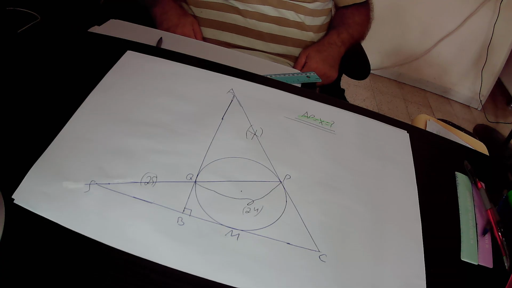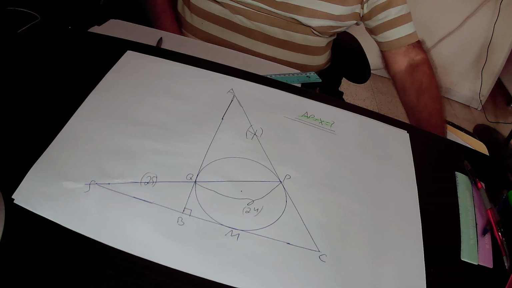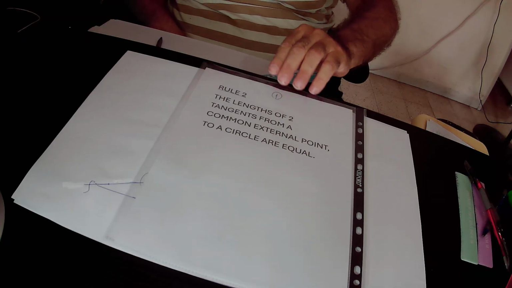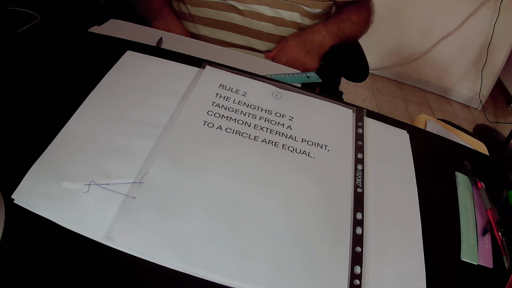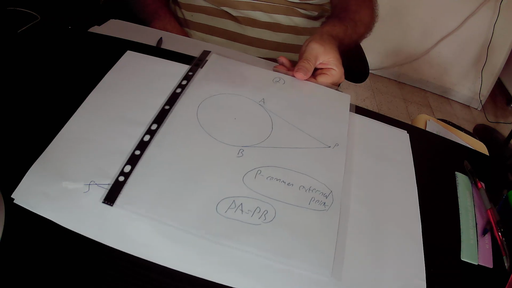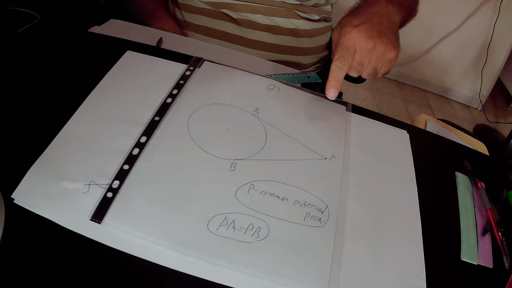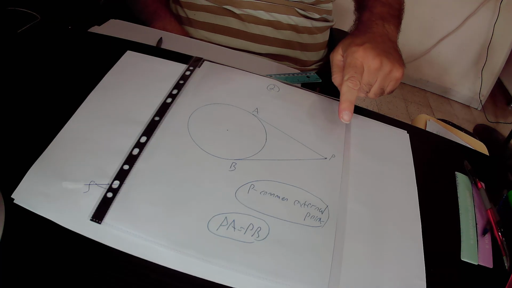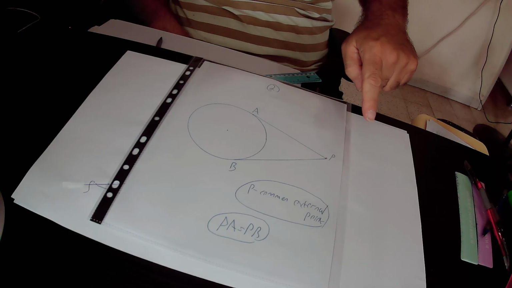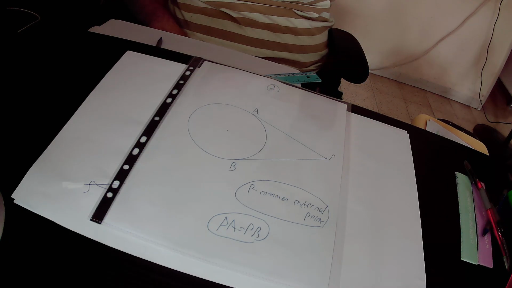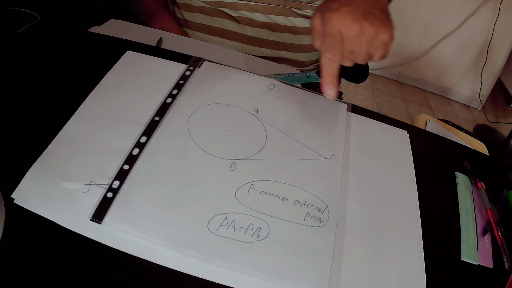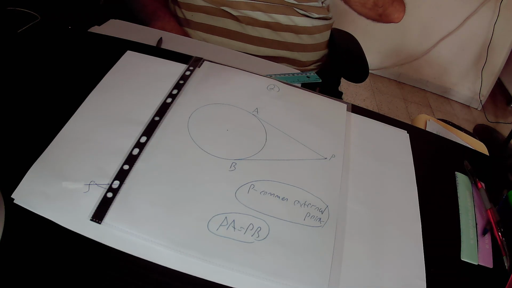First of all, we can implement rule 2 in our drawing. I'll repeat quickly rule 2. According to rule 2, the lengths of two tangents from a common external point to a circle are equal. In the drawing, we have a circle. This is the common external point, point P. For this point P, we have two tangents to this circle, tangent PA and tangent PB. According to rule 2, the length of tangent PA is equal to the length of tangent PB, or PA equals PB. So we can implement rule 2 in our drawing.